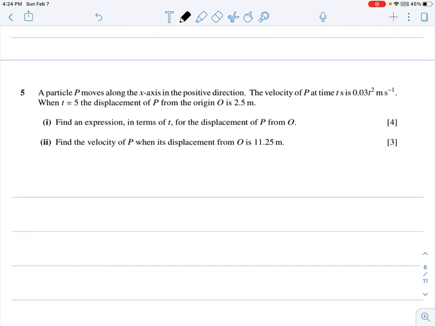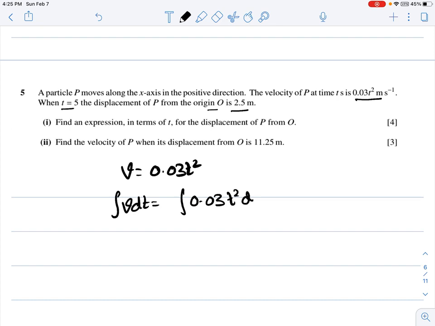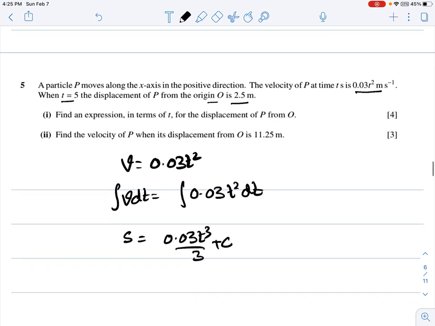Question number 5. The velocity at t is 0.03 t squared. When t is equal to 5, the displacement of the particle from the origin O is 2.5. So he has given velocity equal to 0.03 t squared. In order to convert velocity into displacement, I need to integrate both sides: the integral of 0.03 t squared dt. So displacement is equal to 0.03 t cubed by 3 plus c.